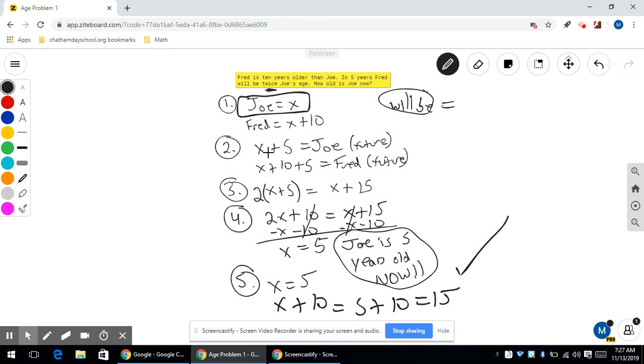So this expression, x plus 5, represents in 5 years. You always want to add. When you're talking about the past, you subtract, but here we're talking about the future. So we add. Then we have our expression.